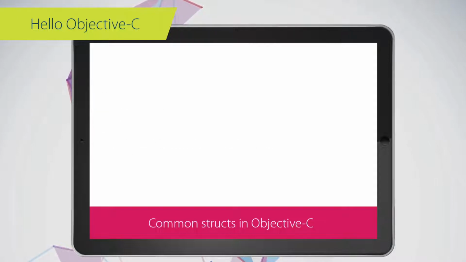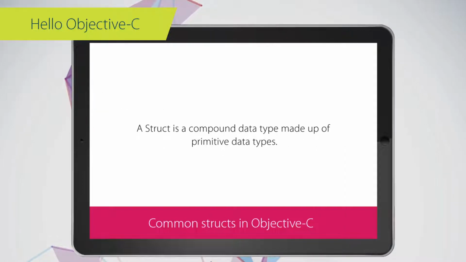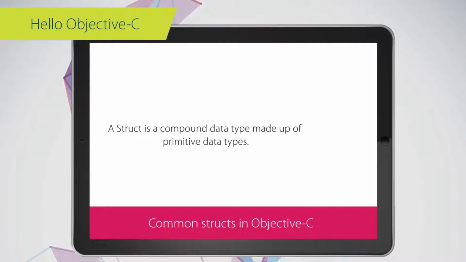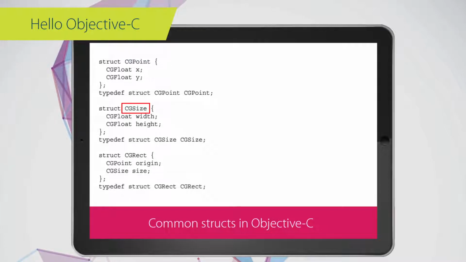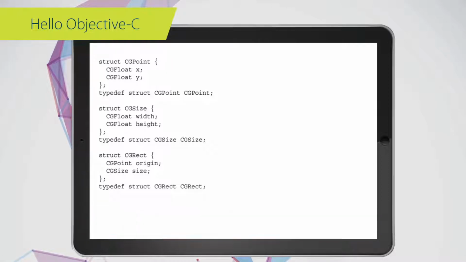A struct is a compound data type made up of primitive data types and is used to encapsulate similar data. Developers often use typedef to avoid having to use the keyword struct when using them in code. The three common structs in Objective-C are CGPoint, CGSize, and CGRect. This code shows how structs are defined.